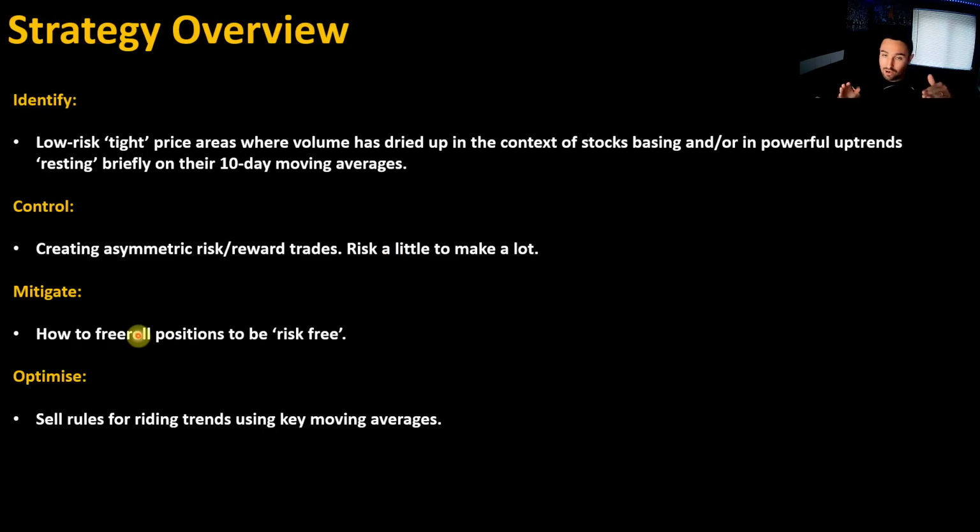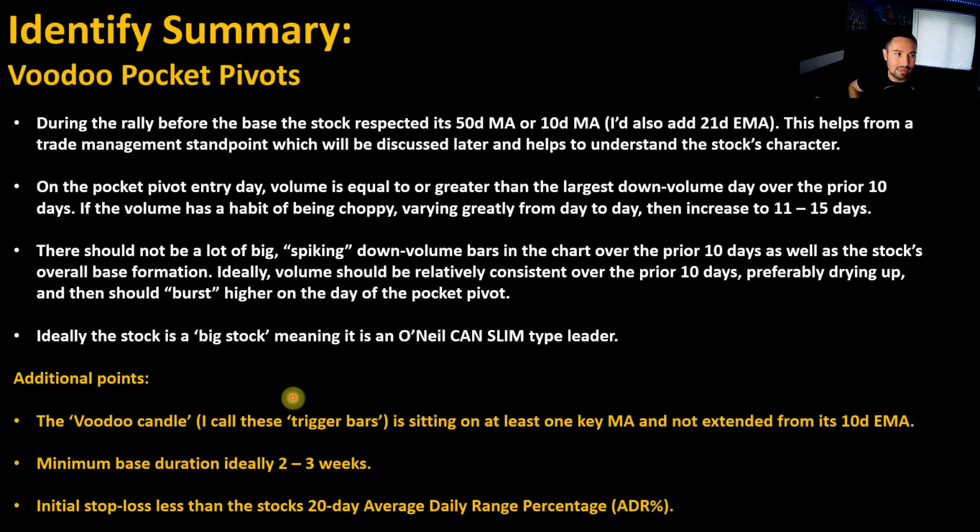And then in the second half, we're going to talk about mitigate. It's not spoken about in the book. This is my kind of addition to it. This is how I like to trade. So I'm going to be showing you that in the second half of this video. If you don't want to learn about me and how I do it, just watch the first half. Pretty simple, isn't it? So mitigate: how to free roll positions to be risk free. Got lots and lots of examples to show you. Optimize: sell rules for riding trends using key moving averages. I'm going to show you my sell rules and I'll teach you about the sell rules from the book as well. There's a little bit of overlap between them.